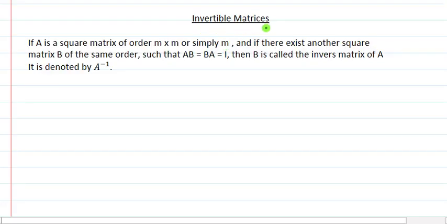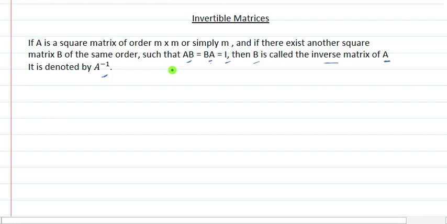First, let us discuss invertible matrices. If a square matrix A is given to us with order m, or we can say m by m, and there exists another square matrix B of order m, meaning A and B should be of the same order, such that the products AB and BA are equal, meaning the product is commutative, and this product is equal to the identity matrix, then the matrix B is called the inverse of matrix A, and it is denoted by A inverse.